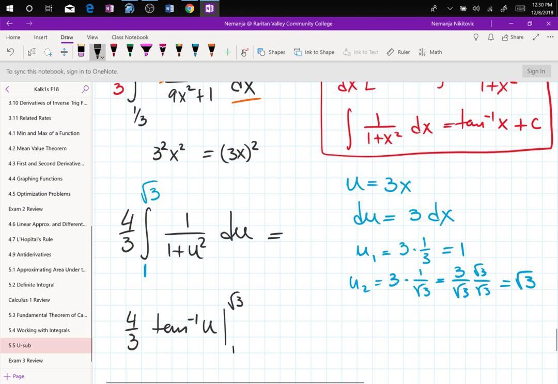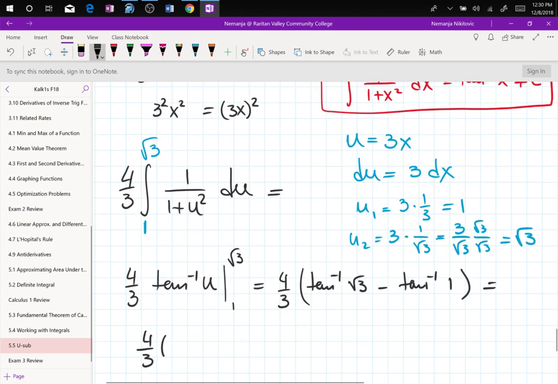That's 4/3 inverse tangent of root 3 minus inverse tangent of 1, which is 4/3. Inverse tangent of root 3 is pi over 3, and inverse tangent of 1 is pi over 4. So this gives me, when I subtract, pi over 12, and these cancel for a total of pi over 9.